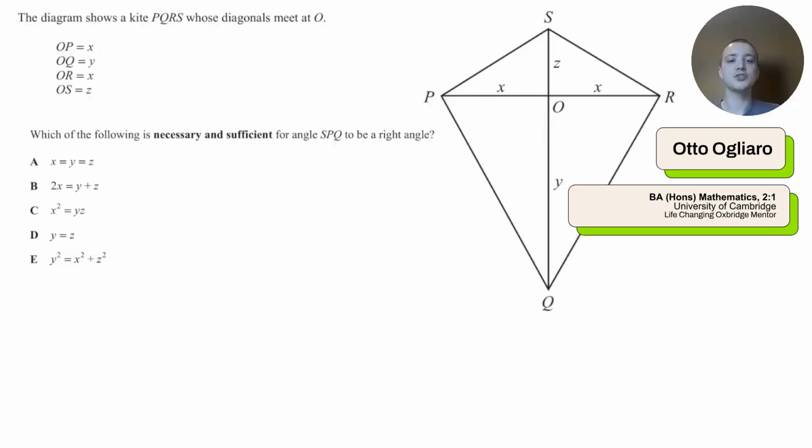Today we're going to look at two different approaches to this TMUA geometry problem, one of them involving Pythagoras and one of them using similar triangles. We're given this diagram of a kite and we're told some information about the side lengths.